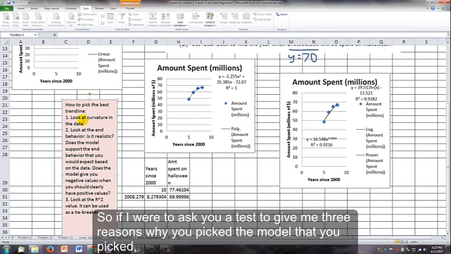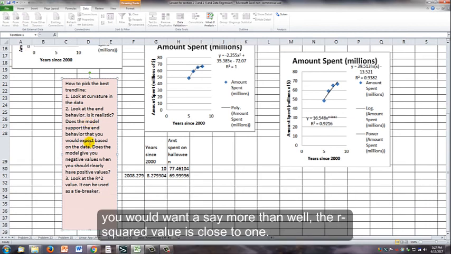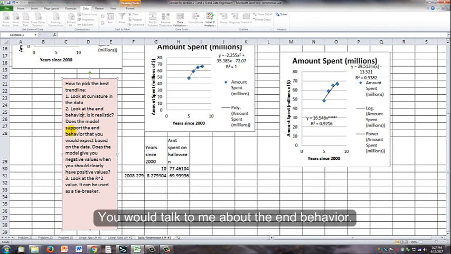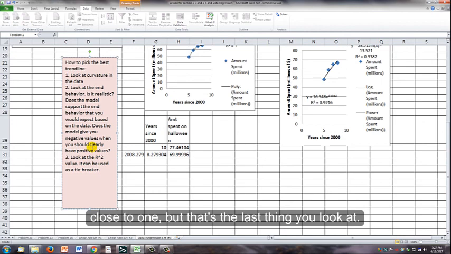So if I were to ask you on a test to give me 3 reasons why you picked the model that you picked, you would want to say more than, well, the r-squared value was close to 1. You would want to talk to me about the curvature of the data. You would talk to me about the end behavior, and then your r-squared value does need to be close to 1, but that's the last thing you look at.